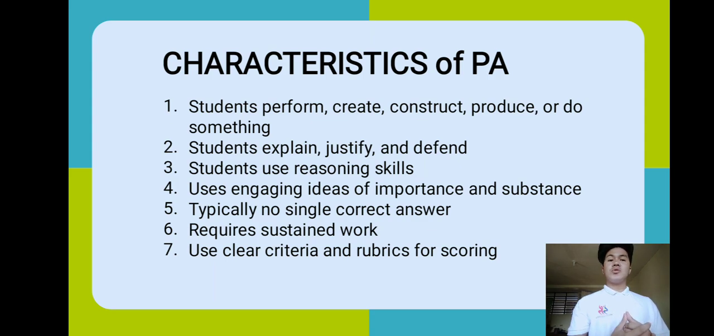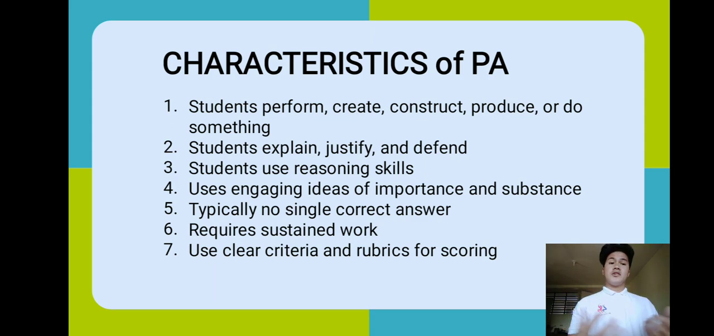Fifth, typically no single correct answer. Yes, because it is performance based and we cannot see a single correct answer in that one. For example, if a group of dancers will dance, we might see some errors or some mistakes from the group, but we cannot see what is the correct answer in their performance. Number 6, requires sustained work. And lastly, use clear criteria and rubrics for scoring.